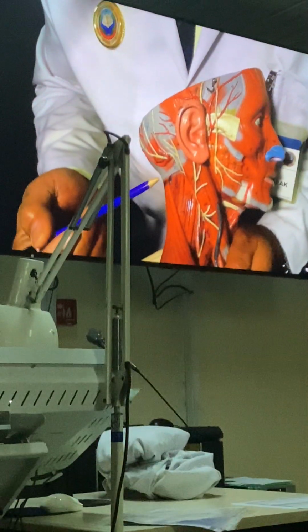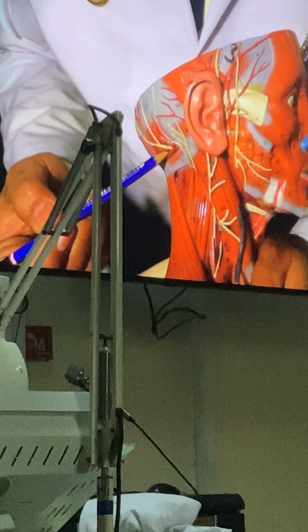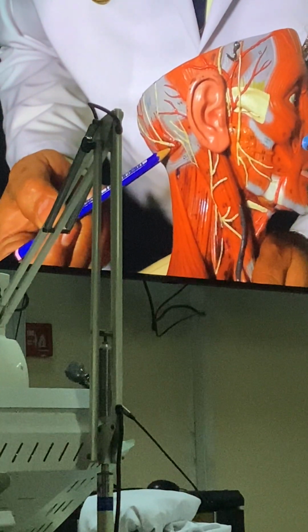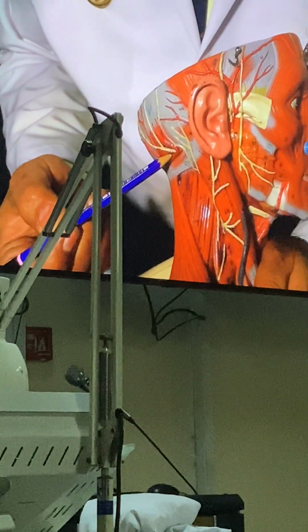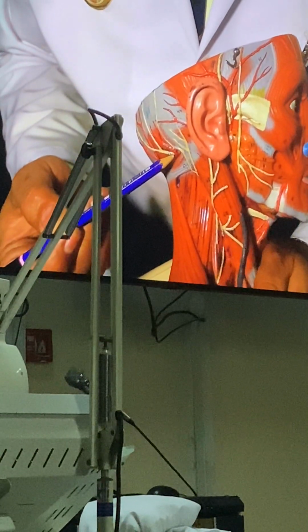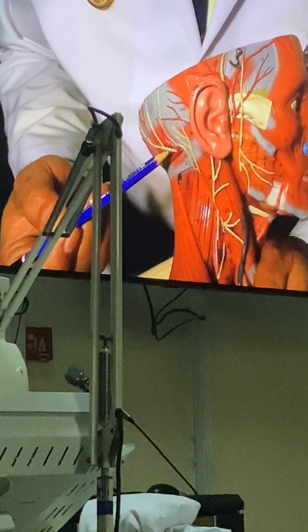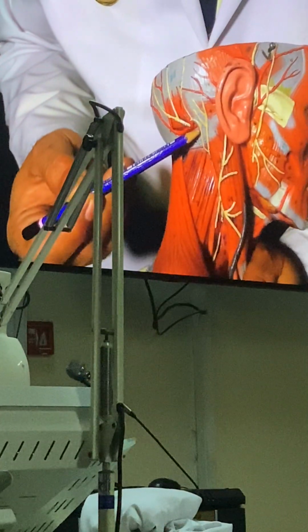And at the apex, you may see this vessel, which is the occipital artery, one of the contents of the posterior triangle. And it is a posterior branch from the external carotid artery. Adjacent to it, this nerve is the lesser occipital nerve, which is this one.